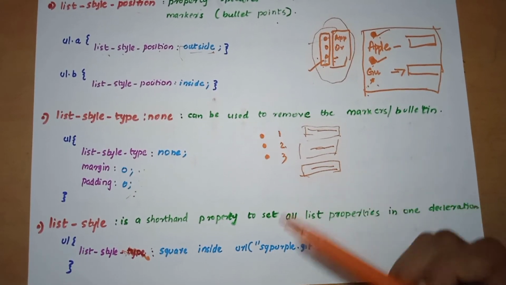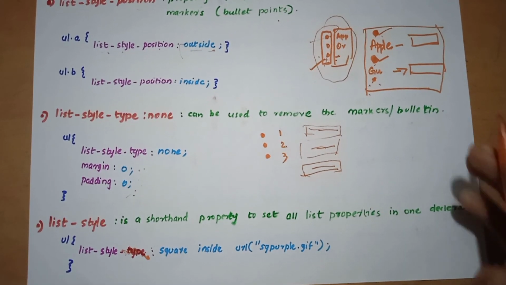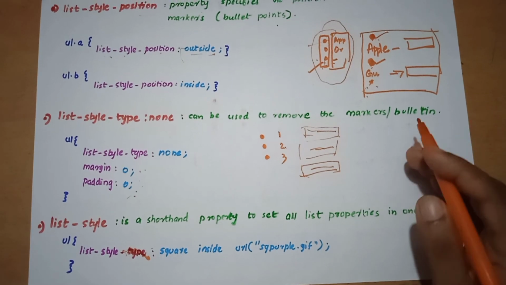So these all are the properties inside the list to style it. Okay, so this is about the CSS properties.